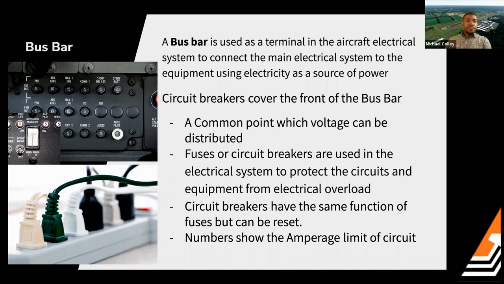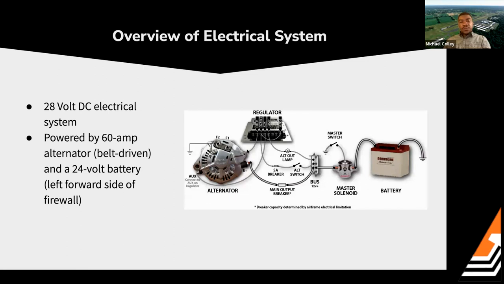Sweet. All right. So next, let's look at the overview here. This is a basic overview of the electrical system, right? It goes from the alternator to the regulator, it goes to the bus, and that is enabled through the master switch, which is connected through a master solenoid. And then from there, the battery, right? So that's just a general overview. It's a 24 volt DC electrical system powered by a 60 amp, belt driven alternator, and a 24 volt battery.